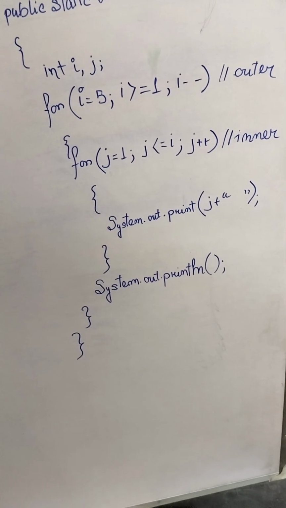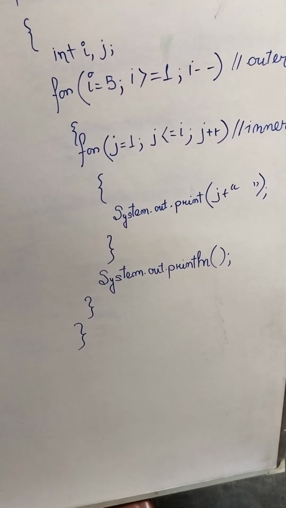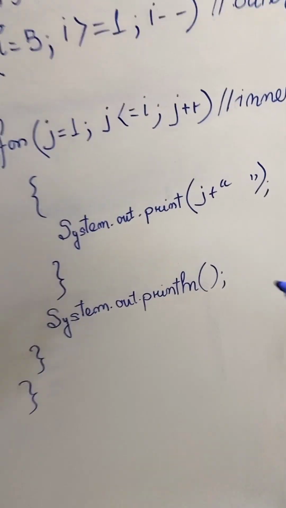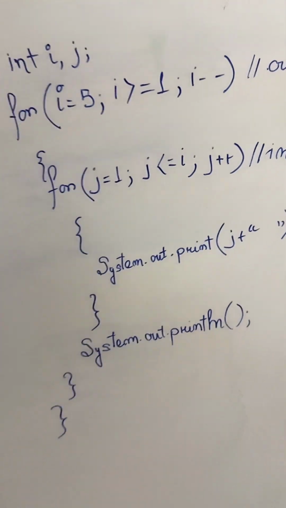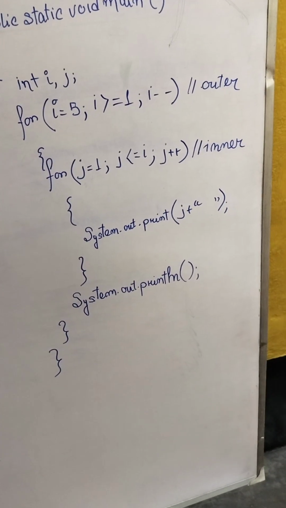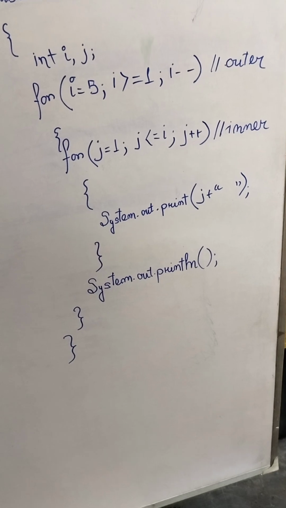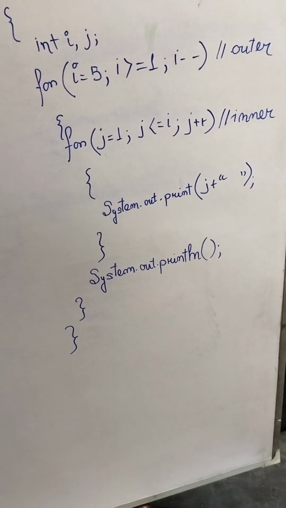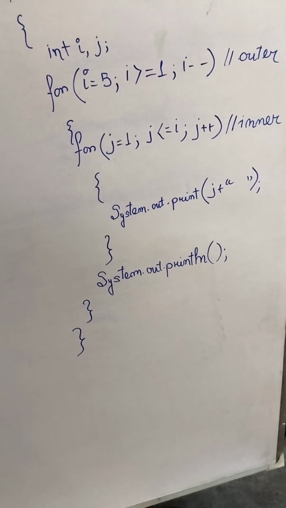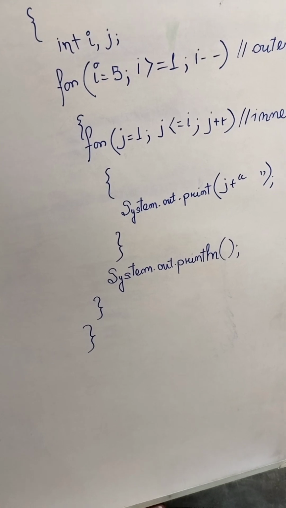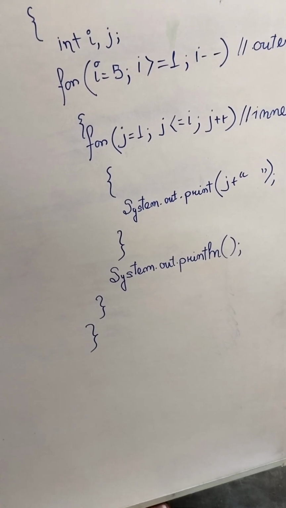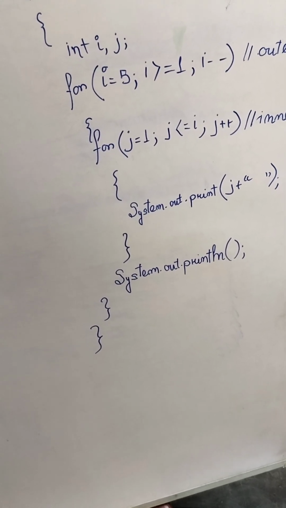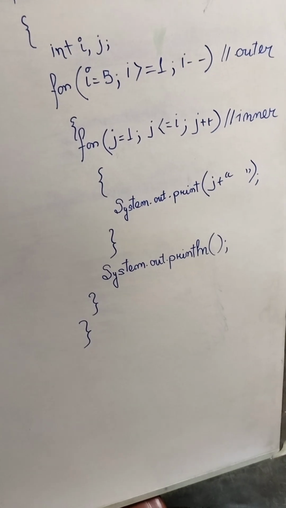Good. And System.out.print(j), I have printed the j. I have printed the j means the j portion, that is the inner portion, will be printed. j is for the column. The column is printed, and with System.out.println, the cursor will shift to the next new line.